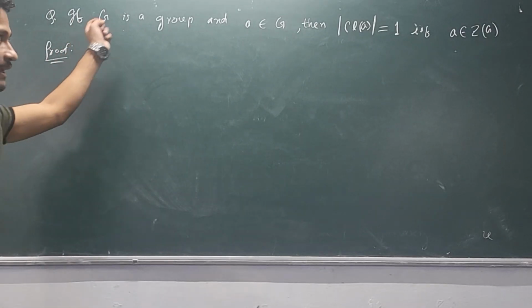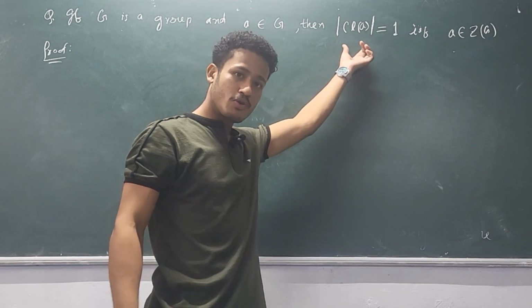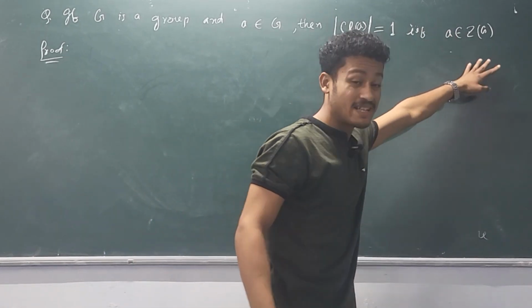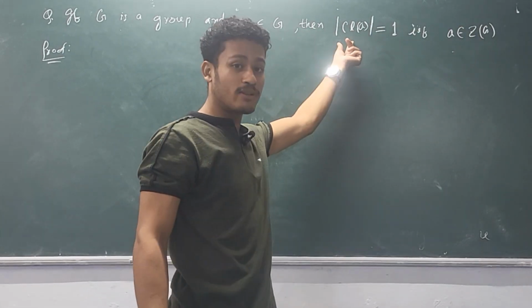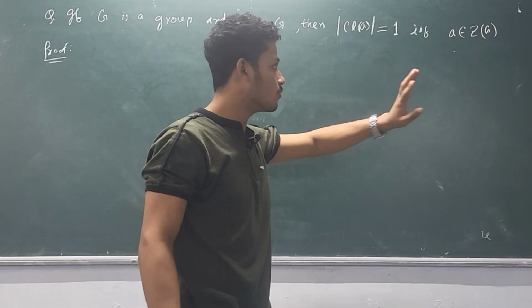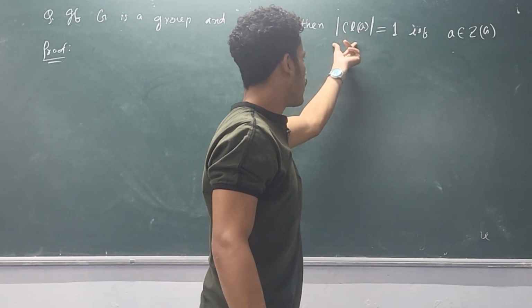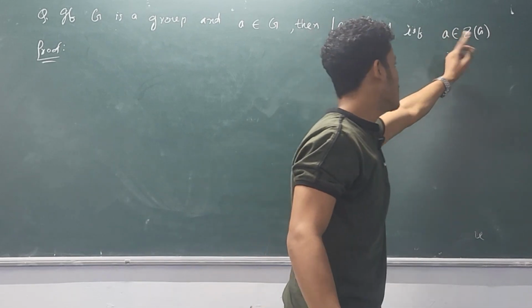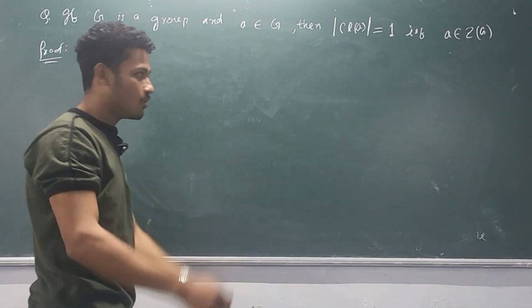If G is a group, and A is an element in G, then we have to prove that the order of the conjugacy class of A is equal to 1 if and only if A belongs to Z(G). That means, what is Z(G) and what is Cl(A), the conjugacy class? I think you know. So if the order of Cl(A) is equal to 1, then A belongs to Z(G). If A belongs to Z(G), then the order of Cl(A) is equal to 1. We have to show this.